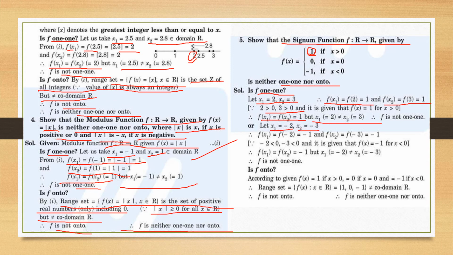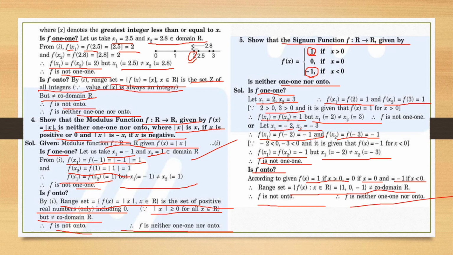If x1 is -2, x2 is -3, so you know f of -2 will be -1, because for negative numbers the value is -1. Here also it is -1. So again f of x1 equal to f of x2 is -1, but your x1 is not equal to x2, so f is not 1-1. Is f onto? Now see, only three values are there. For positive numbers it has value 1, for 0 it is 0, for negative ones it has -1. So the range set is just of three elements, which is not equal to the codomain R. So f is not onto, hence it is neither 1-1 nor onto.